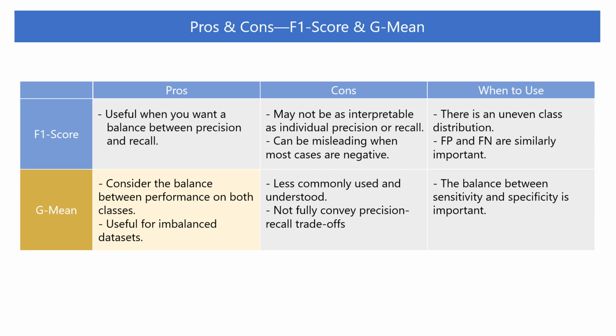G-mean takes into account the balance between performance on both classes, so it is useful for imbalanced datasets. However, it is less commonly used and so less understood. Moreover, it may not fully convey the trade-offs between precision and recall, as it considers only recall and specificity. G-mean is useful when the balance between sensitivity and specificity is important. It is also useful in imbalanced datasets where the cost of misclassification is different across classes.